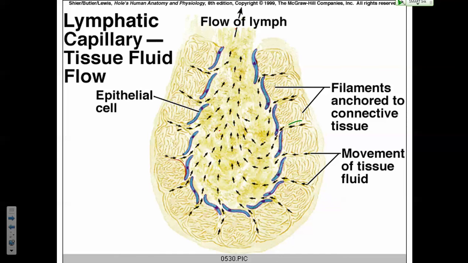So fluid can move in this way, but if it backs up, it causes that to close off. So fluid can move into the lymph capillary, but it cannot move out of the lymph capillary. So the only place it can go is up towards the lymph vessels. Okay? Do you understand then, because this is almost like a little swinging door, if there's pressure put on it, it's going to open up?